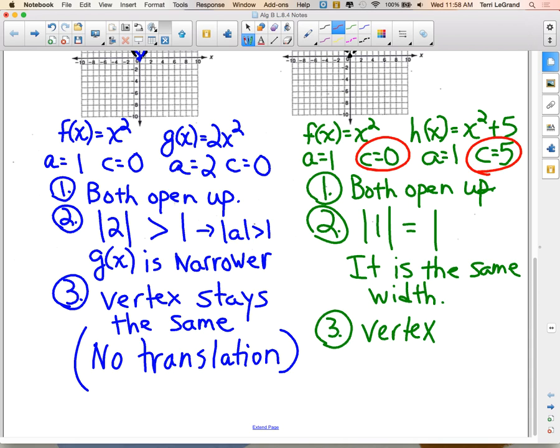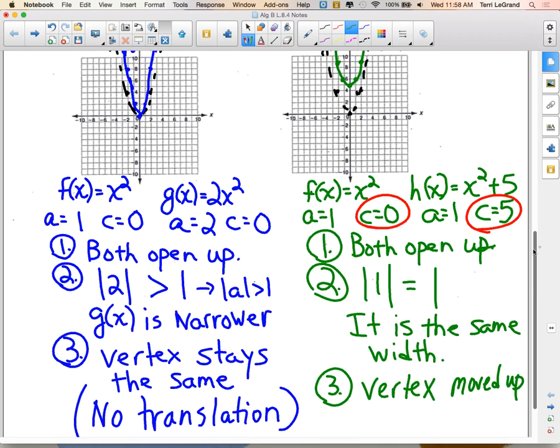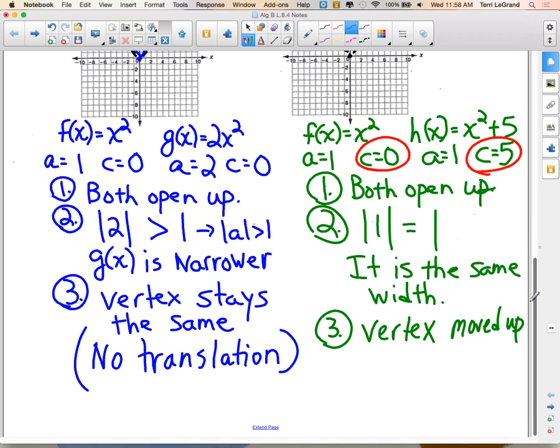So what did the vertex do? It changed. H of x, did it move up? Did it move down? Okay, vertex moved up. And our graph supported that, didn't it? It moved up. So that means what happened? What transformation? Translation. So we can say it translated.